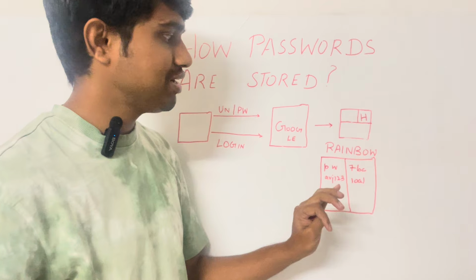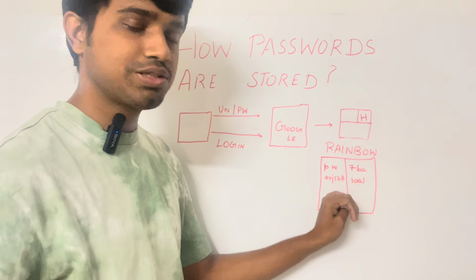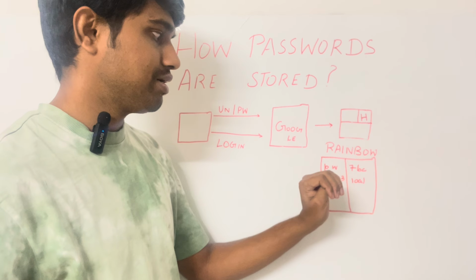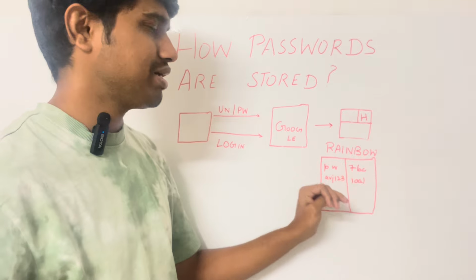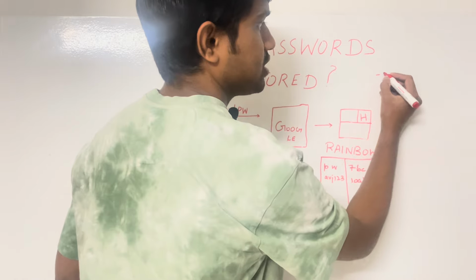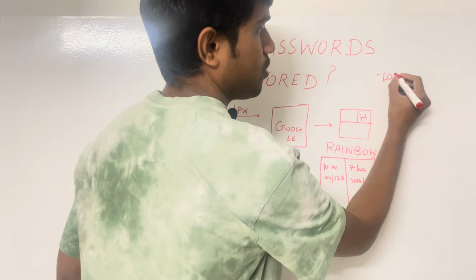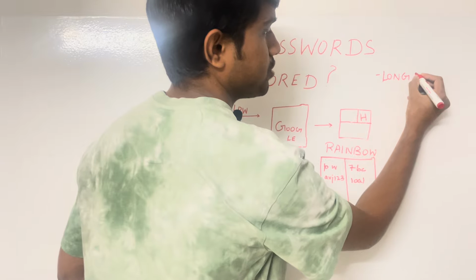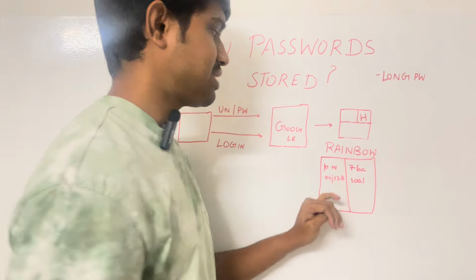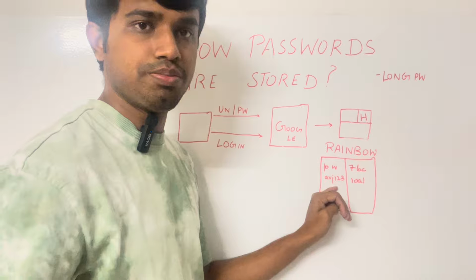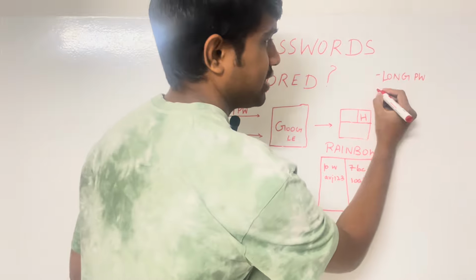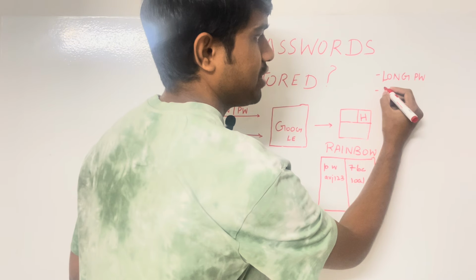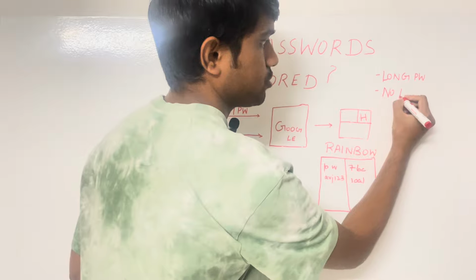So on the password front, that is why we need to follow certain things. The first one is long passwords. Always use long passwords, so that it's harder for them to do a pre-computation. The second one is never reuse, no reuse.